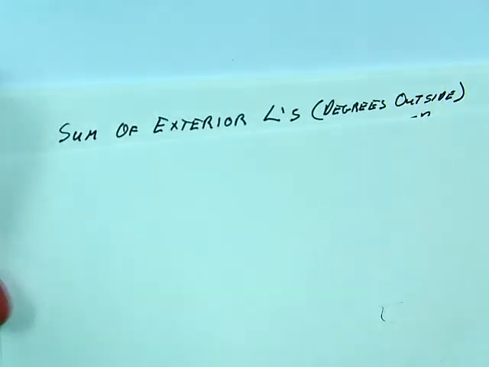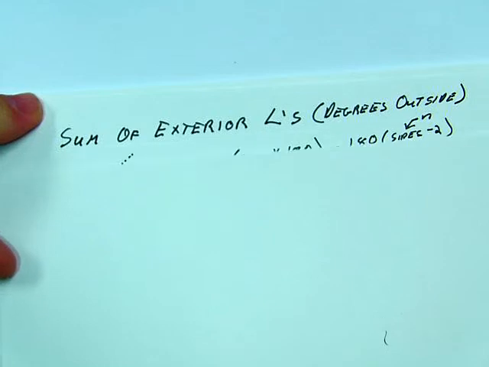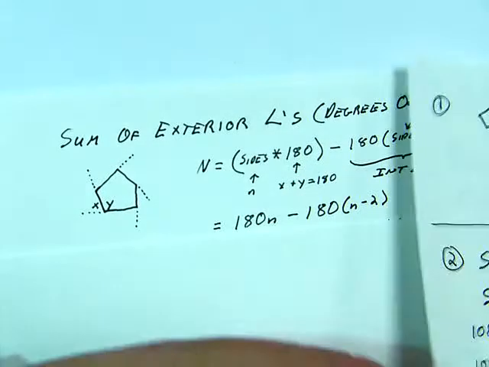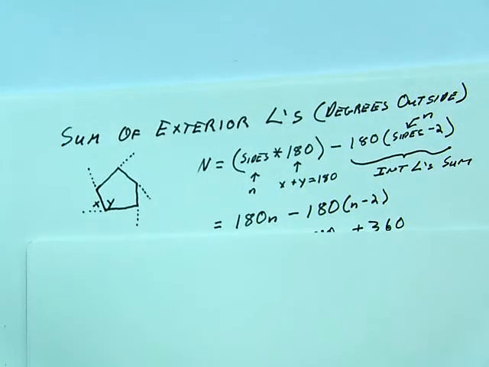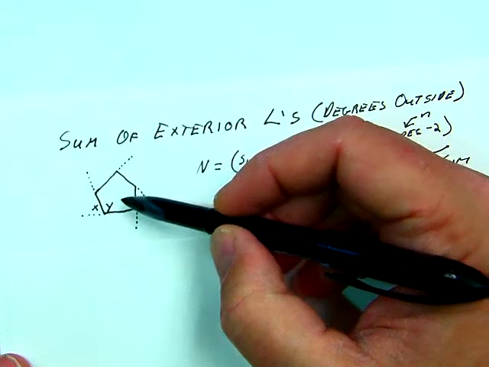All right, now let's look at exterior angles. We've looked at interior angles so far, so now let's look at exterior angles, the degrees outside a polygon. There's one thing: you have to understand what an exterior angle is. So let's first go through what an exterior angle is. An exterior angle, in this drawing right here, is the x.